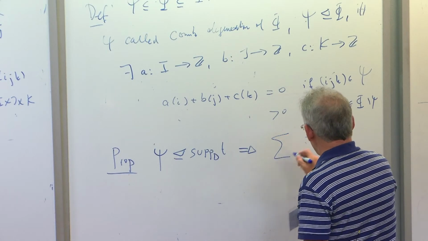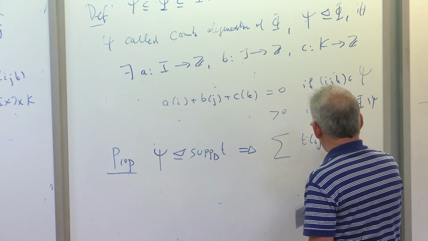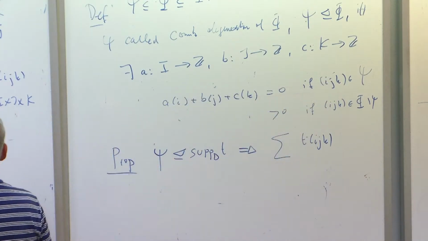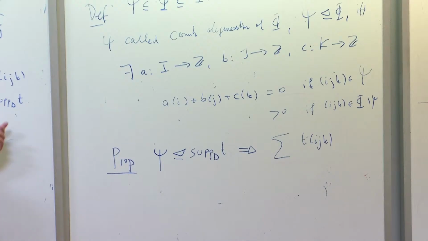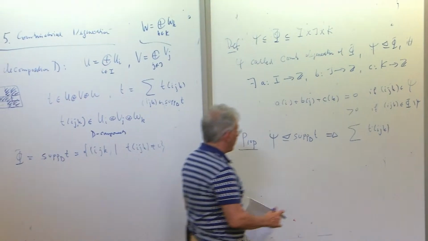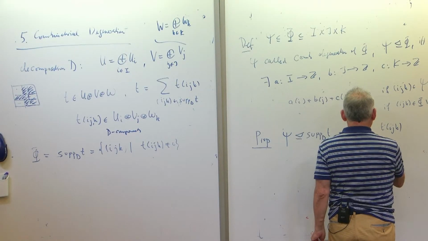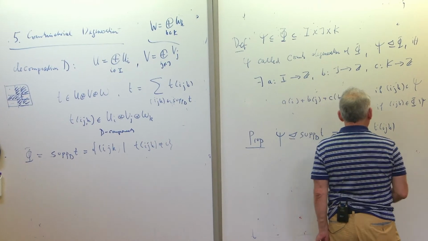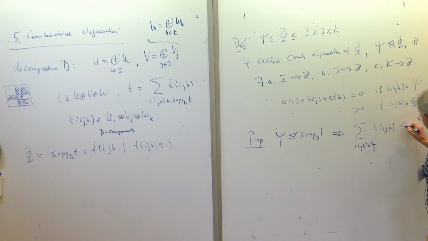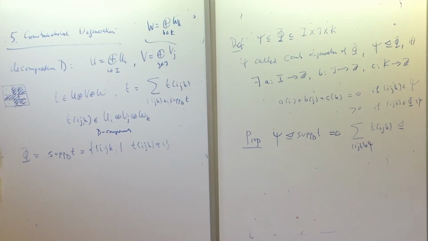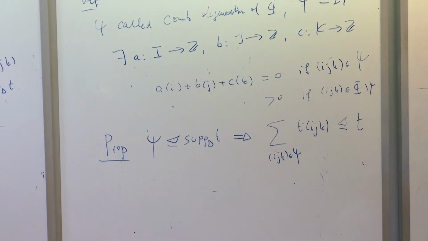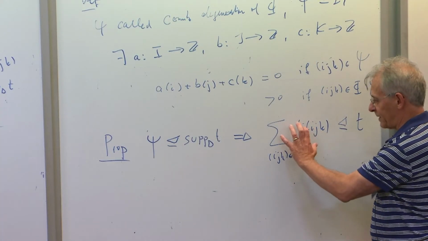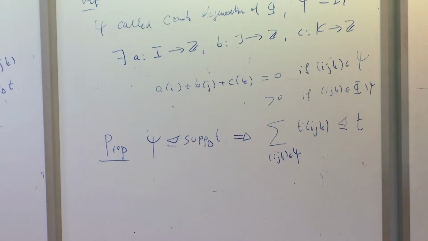Let's look at the tensor, which here, this sum actually was over the support, right? Because when there is 0, I don't have to put anything. But now I can replace the support by psi. So it's smaller. And this should be a degeneration, in the sense defined here, of T. In particular, the border rank of this is at most the border rank of T.